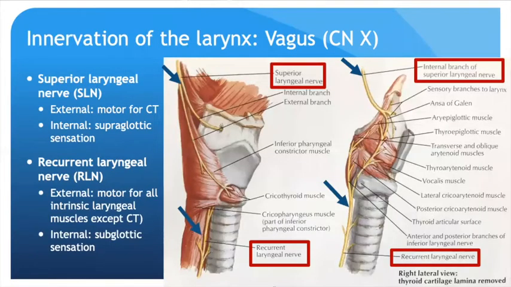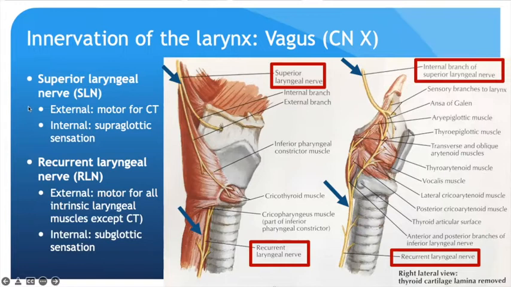Right, a little note about innervation of the larynx. So the larynx is innervated via the 10th cranial nerve, also known as the vagus nerve. Vagus, it's the same root word as vagabond. So it's the wanderer. It's the longest cranial nerve in the body. And the branches that innervate the larynx are the superior laryngeal nerve and the recurrent laryngeal nerve.